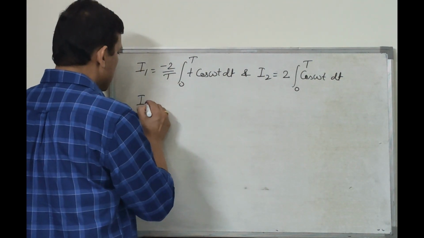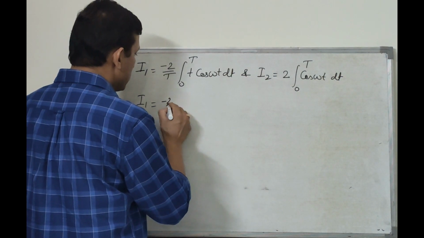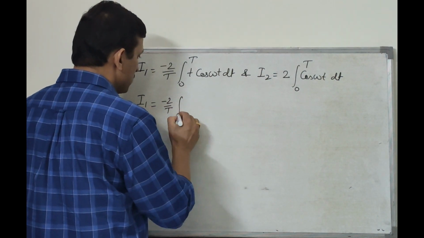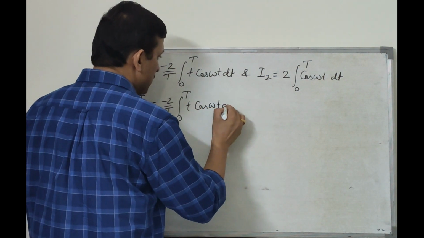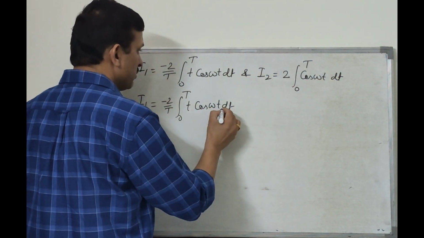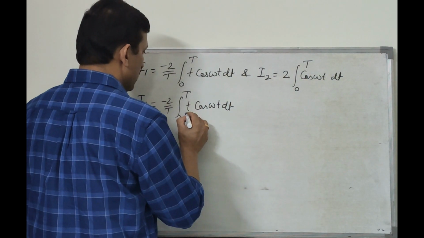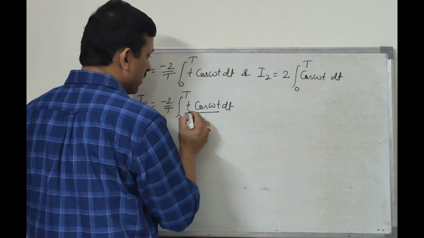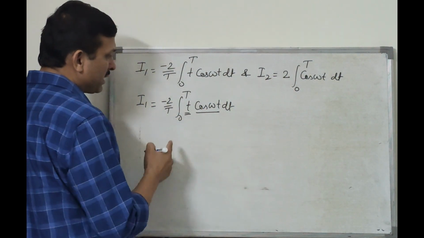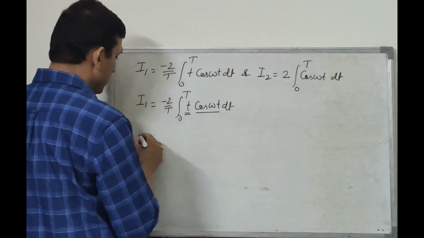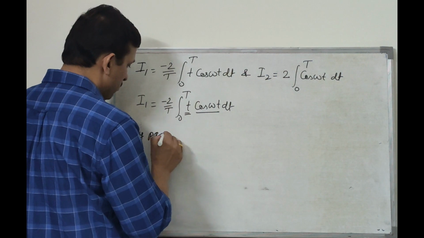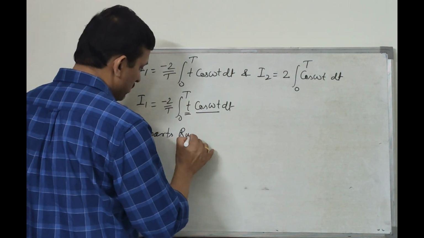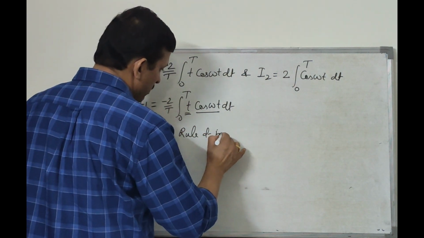First of all, we will see what this I1 is. It is minus 2 upon t, integral from 0 to t of t cos omega t dt. For this, it is multiplied by two types of function, algebraic and trigonometric. Then we will use the by parts rule of integration here.